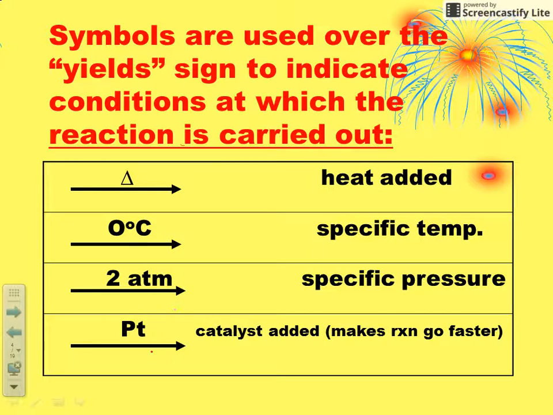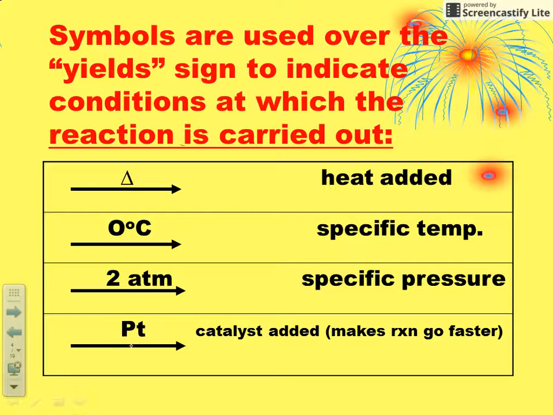Finally, if you add a catalyst to the chemical reaction, you would put the symbol for the catalyst over the yield sign because a catalyst is not a reactant nor is it a product. So we write it over the yield sign because it itself is not changed during the reaction. Its only function is to speed the reaction up and make the reaction go faster. So if a catalyst was added, you would put the symbol for the catalyst over the yield sign. Specifically here, this is platinum being used as a catalyst.